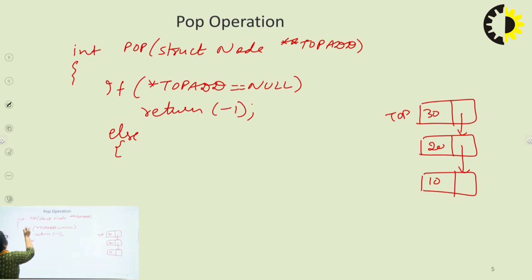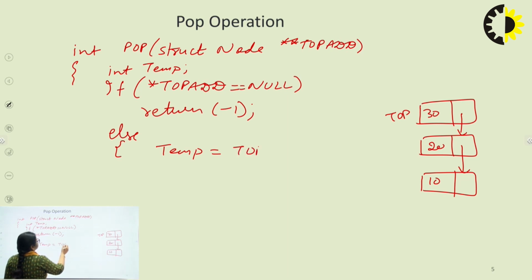Okay, so I'll take a temporary variable, int temp. In temp, what I'll take? Top data. What is top data? Top data here is 30. Okay, there is a minor change. We don't have a top pointer here. We are having top address. So what we will have? We will have star top address data. Whatever was at top, that will be put in temp.